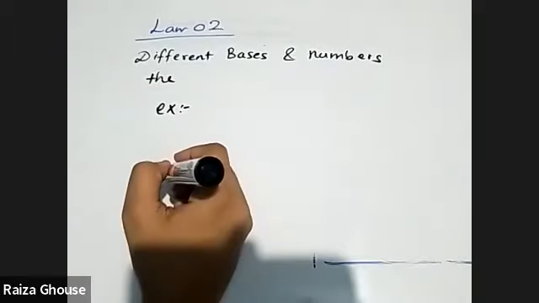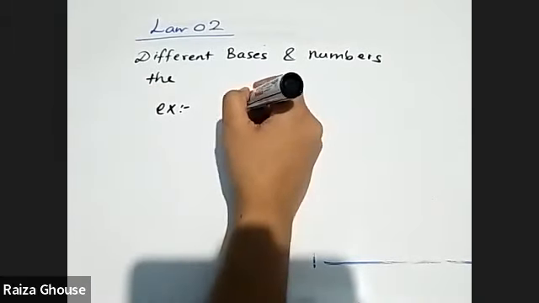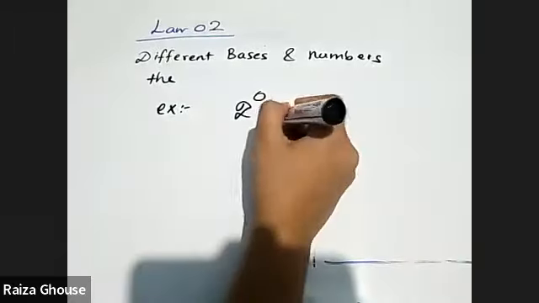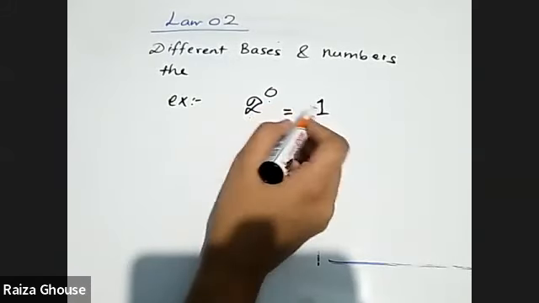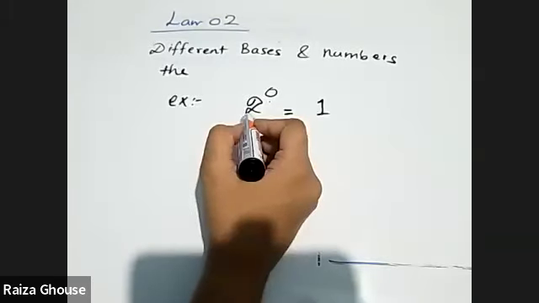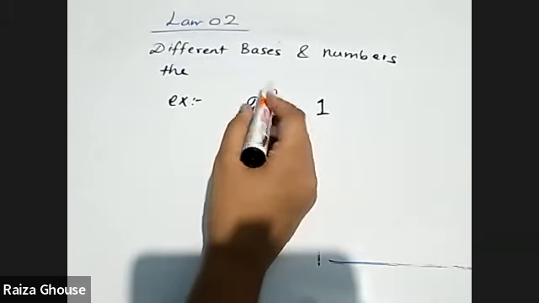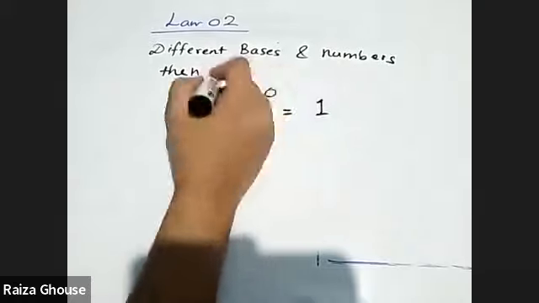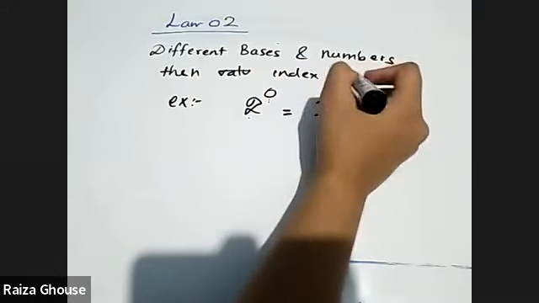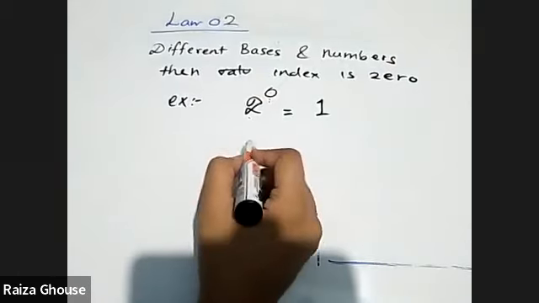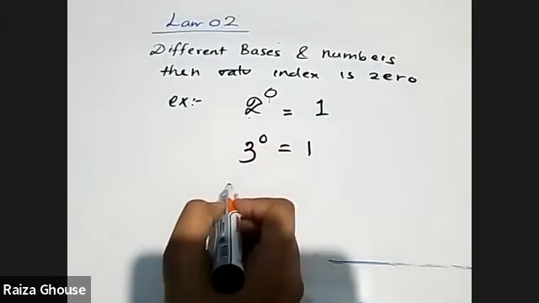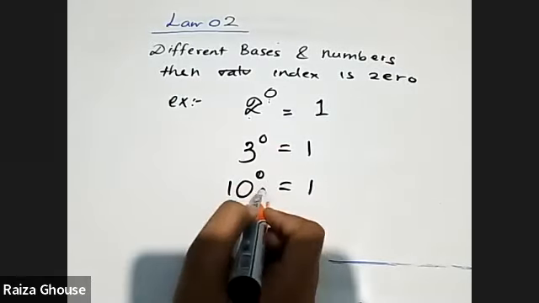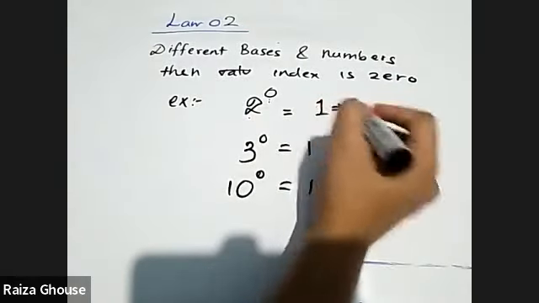For example, let's take 2 to the power 0. What is 2 to the power 0? 1. Now what you see here is the power is different, the base is different, your value is different. Different bases and numbers, then the index is 0. Let's see again, for example, 3 to the power 0 is 1, then 10 to the power 0 is 1. How can you write this in logarithmic form?